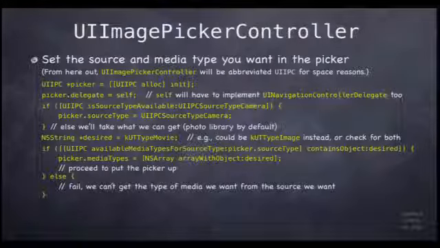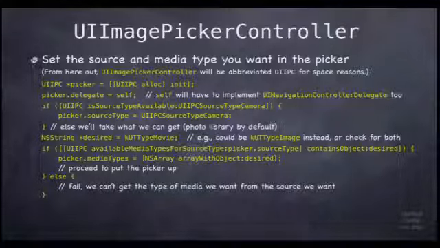Okay, so now that you've found out what the device can do, you now have to set up the UIImagePickerController. So you've created this picker controller instance by doing alloc init, and notice that I'm abbreviating UIImagePickerController to be UIIPC because otherwise my slides, all the lines would be going off the edge all the time. So I've created the picker instance. What do I need to do? Well, you can see the first line there.